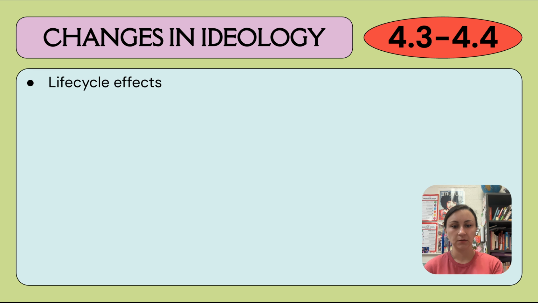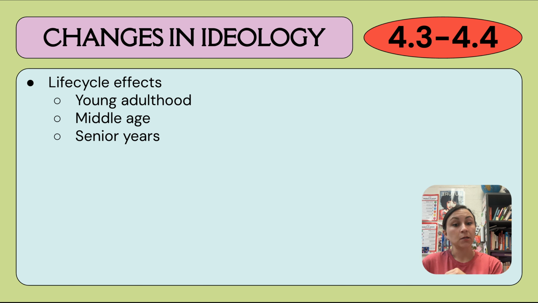Number 1 is the life cycle effect. Young adulthood, middle age, and then your senior years are going to change what is important to you. So when you're a young adult, things like education, student loans, social justice, climate change are going to be more important to you. And so you're more likely to vote for a party that aligns with those things. That's why the Democratic Party has a larger young adult, 18 to 24-year-old voting base than the Republican Party. Whereas in middle age, you're going to start to be a lot more impacted by economic things, specifically large-scale economic things: taxes, investments, interest rates, school funding.